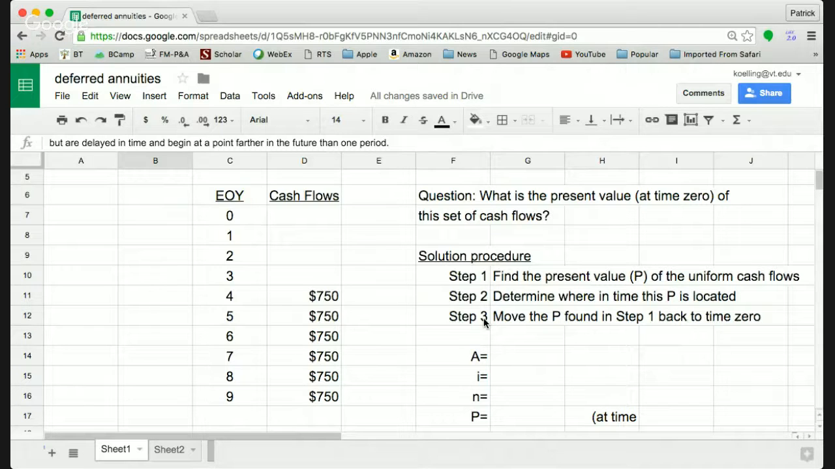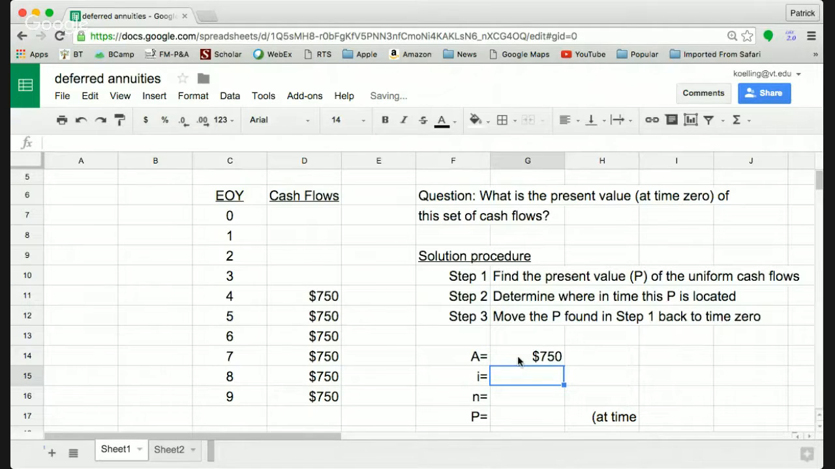Step 2 is not really a calculation step, but a thought step. Let's go through these one step at a time and see how we do. First of all, let's get the information we have. A is equal to $750. The interest rate is 8%. N, let me see, what is N in this problem? Well, for this first step, N is equal to the number of uniform cash flows. So N would be 6.